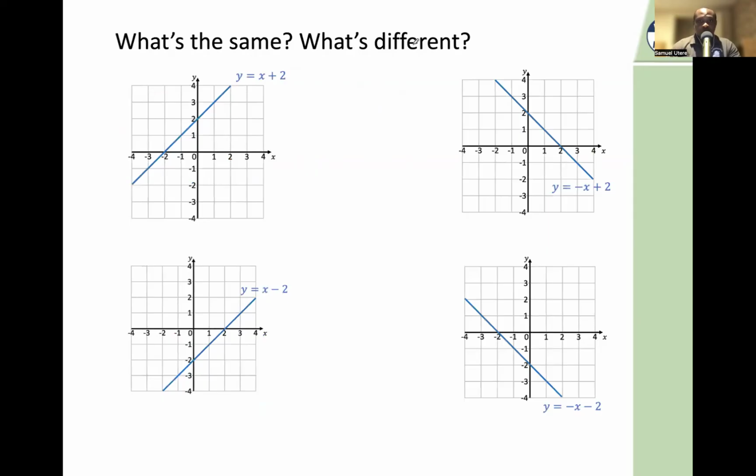Now, looking at all these graphs, what's the same and what's different? Well, what's the same is that they all are straight line graphs. For these two, they have intercepts at positive 2. For these two, they have intercept at negative 2. But the difference is in their slopes. So this is positive gradient and these are negative gradients. You see them there.